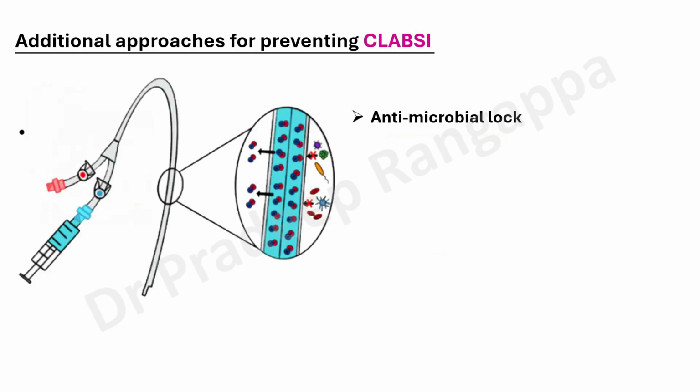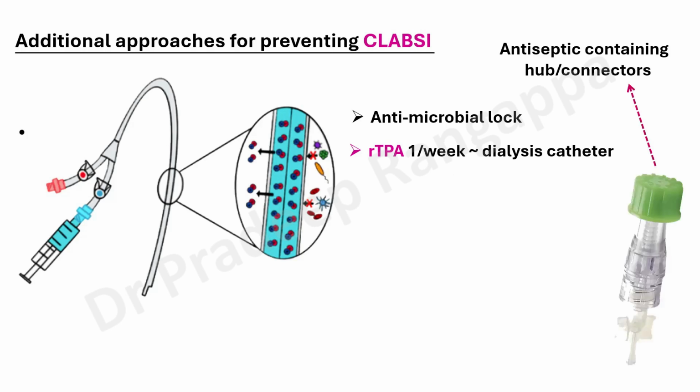Then there are these antimicrobial locks. Antimicrobial locks could be used in situations where the CLABSI rates are high. And there is a proposition that where risks are high, tissue plasminogen activator, rTPA, once per week can be used in dialysis catheters. This is to prevent clots from forming, because blood clots always act as a nidus for CLABSI. So this could be thought of.